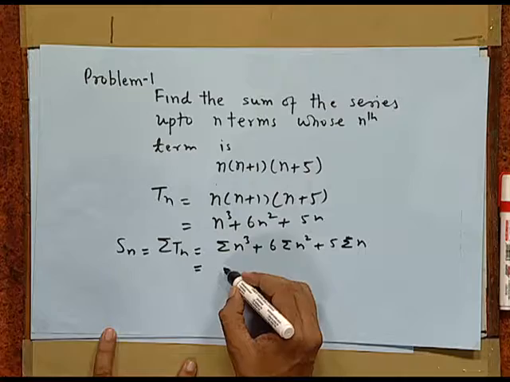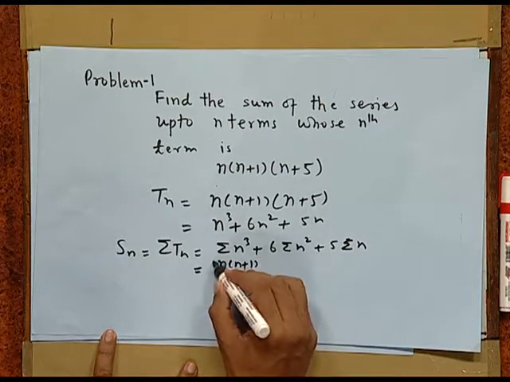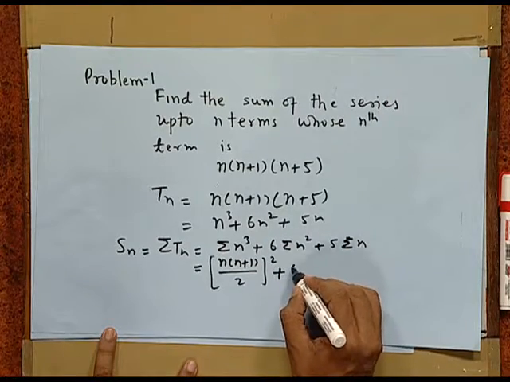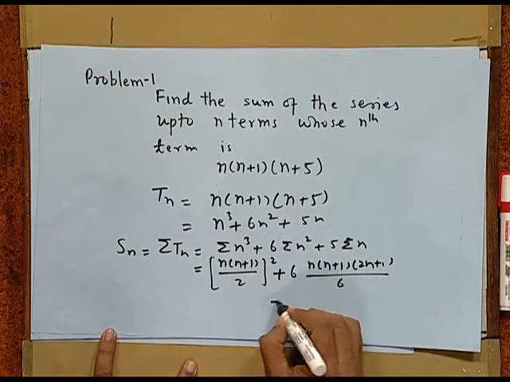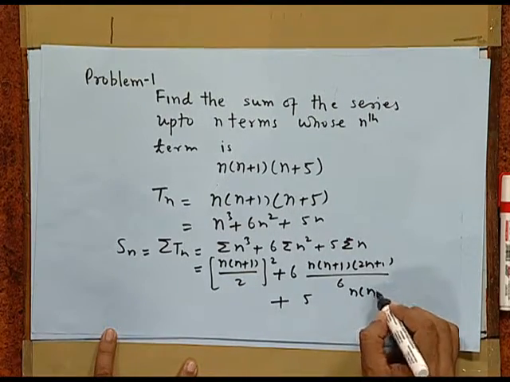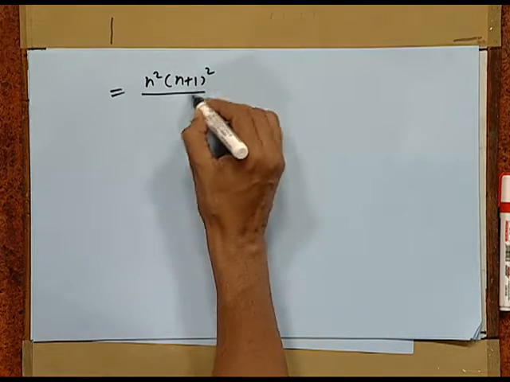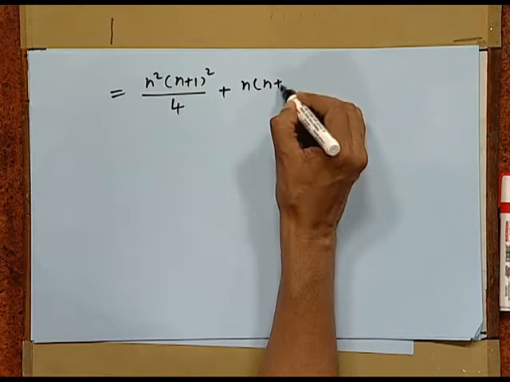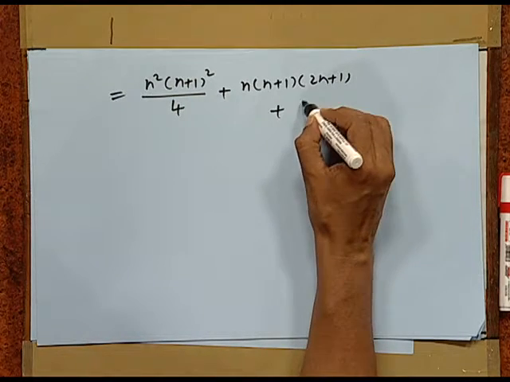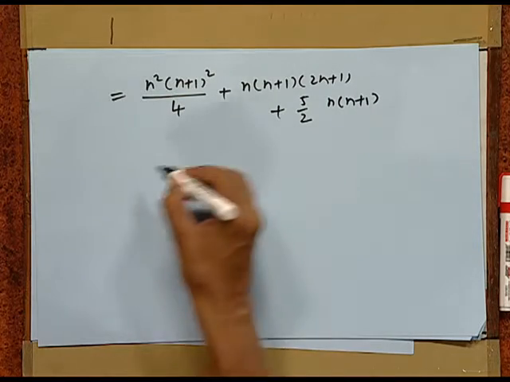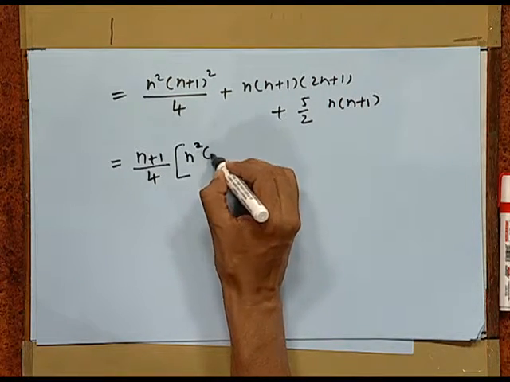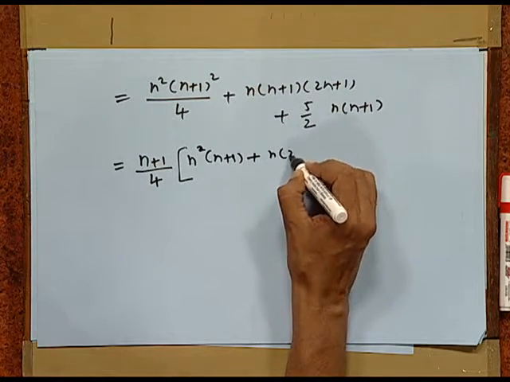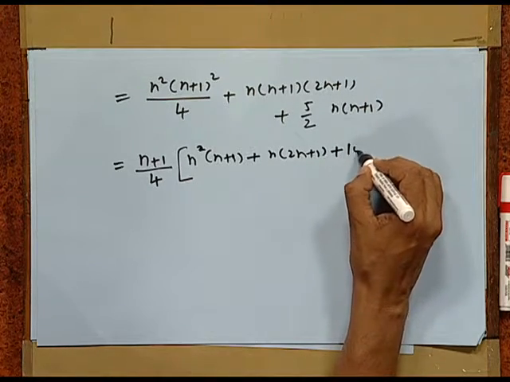From the formula we already know sigma n cube is n times n plus 1 by 2 whole square, plus 6 times sigma n square, which is n times n plus 1 times 2 n plus 1 upon 6, plus 5 times sigma n, which is n times n plus 1 by 2. This equals n square times n plus 1 square upon 4 plus n times n plus 1 times 2 n plus 1 plus 5 by 2 n times n plus 1. This equals n plus 1 upon 4 common, you get n square times n plus 1 plus 4 n times 2 n plus 1 plus 10 times n.